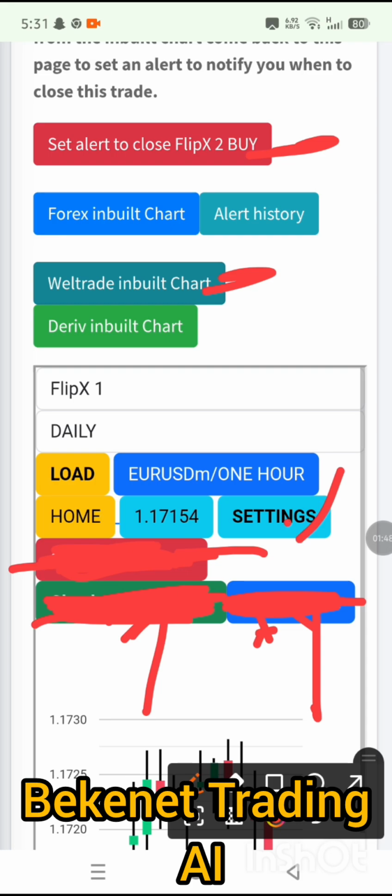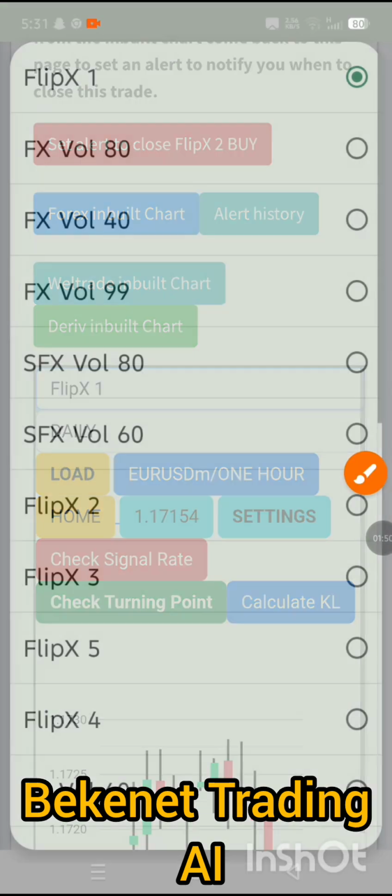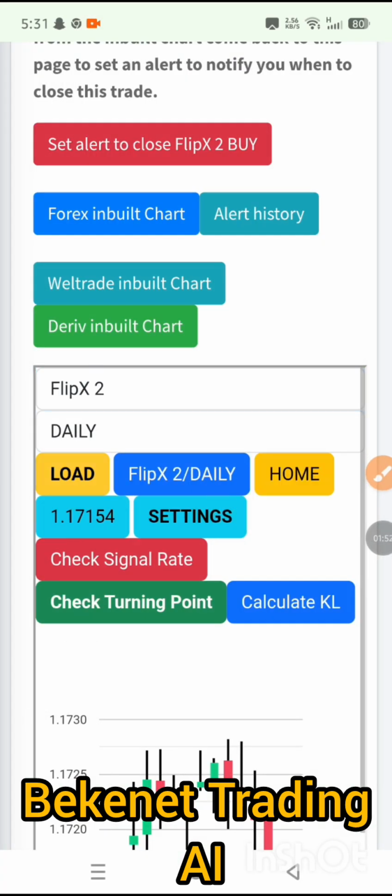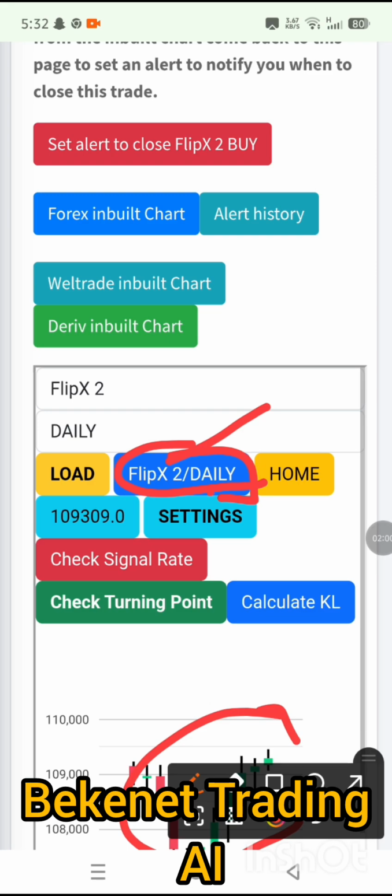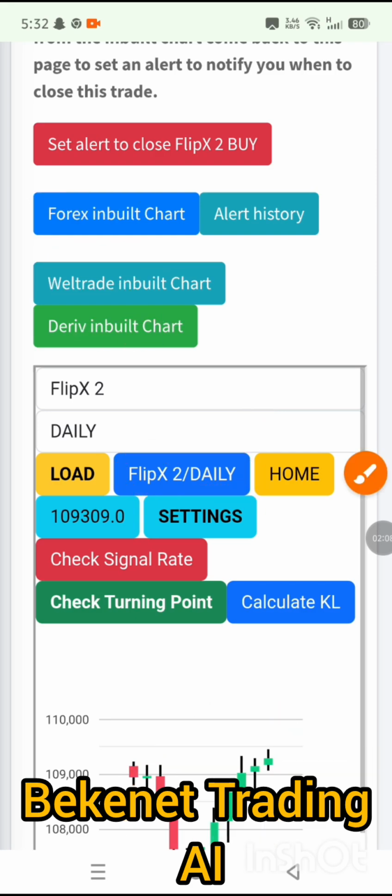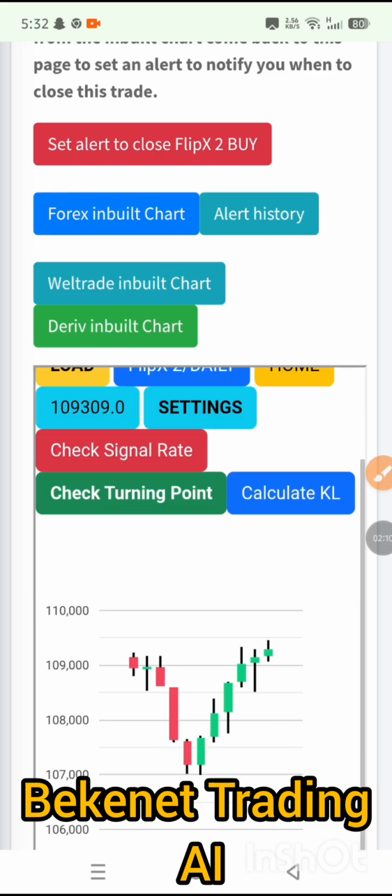Focus, click on settings. First thing first, you load your flip 2. I click, I load my flip 2. My chart has come up. Make sure you're seeing the name here. It's not difficult. Either you're doing Forex, you're doing Wall Street, you're doing derivative synthetic, make sure you target the inbuilt chart. Very simple. I've loaded my pair. This is my chart.